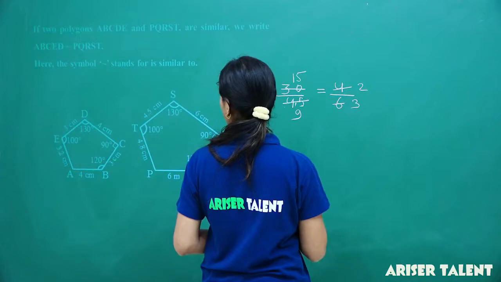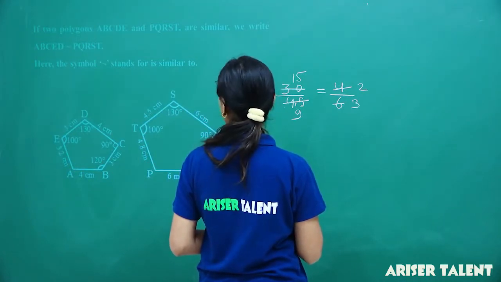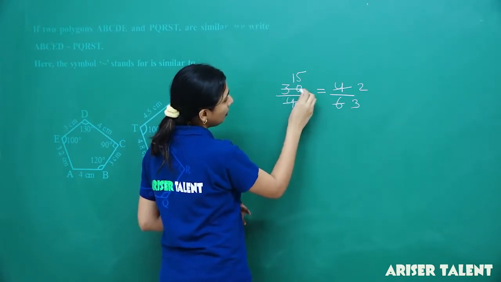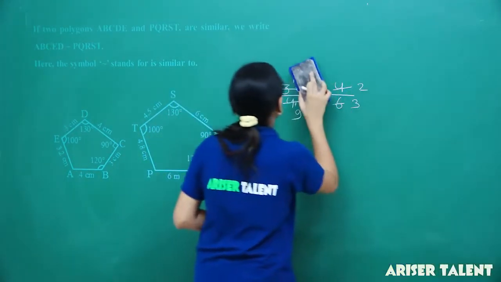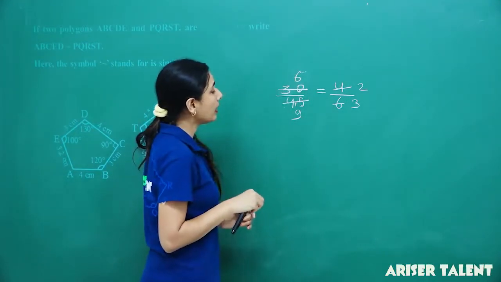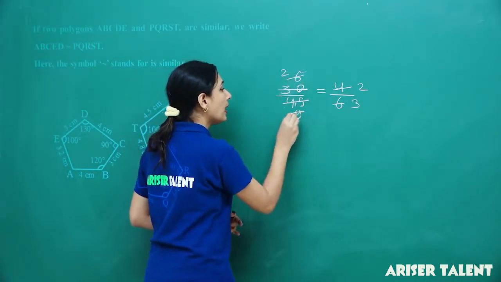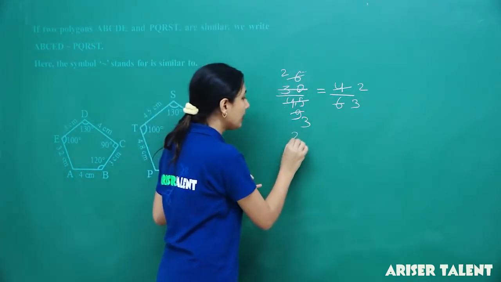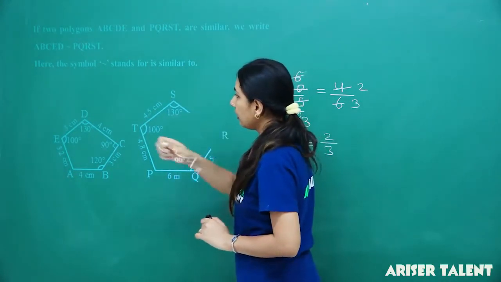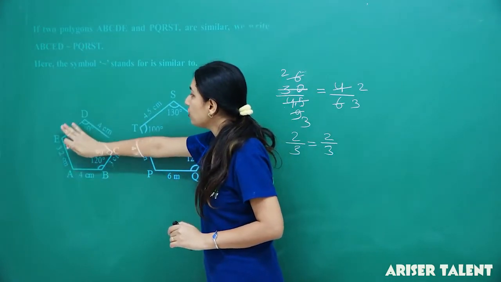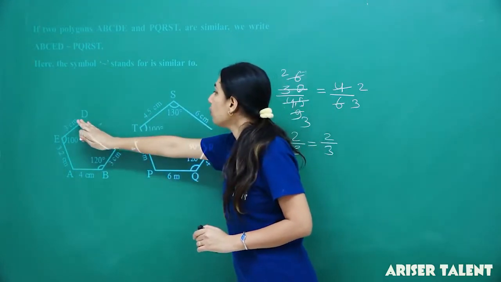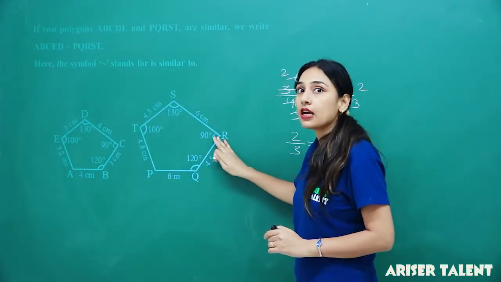3 centimeter, 4.5 centimeter, 4 centimeter and 6 centimeter, right? So, okay, we have done it wrong. That will be by 6. Okay, now again that will be 2 and that will be 3. So, this is 2 by 3 and this is also 2 by 3. So, we can see that the ratio of DE and ST is equal to the ratio of DC and SR.